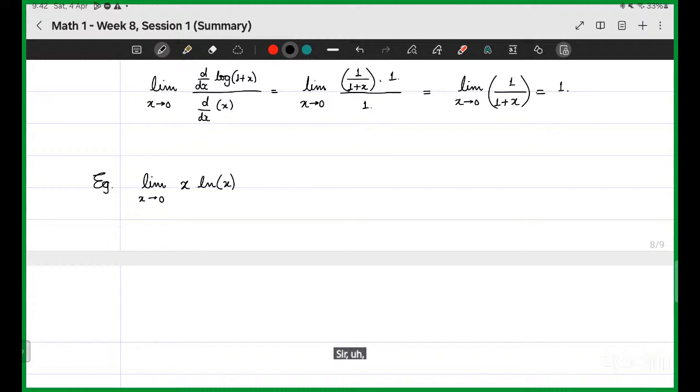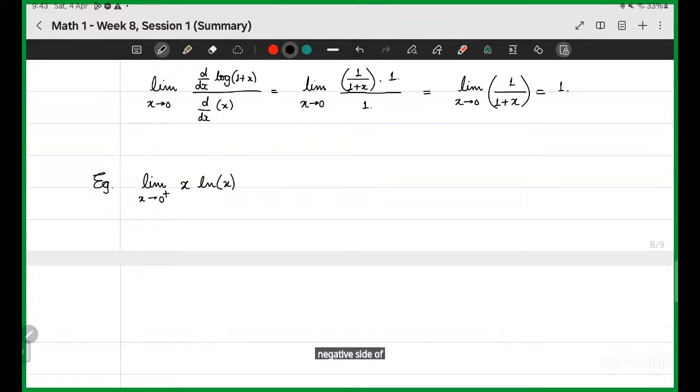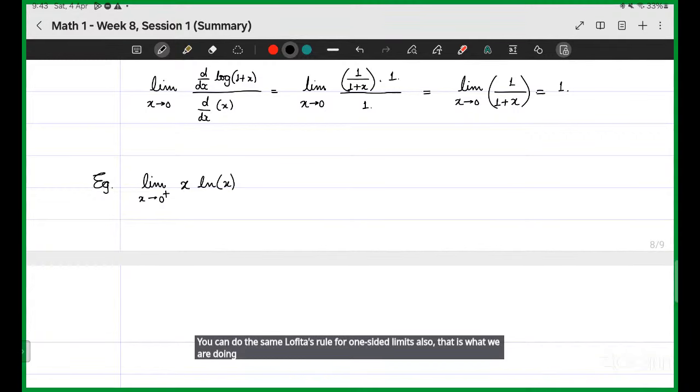Sir, the x function will go to 0 and ln x will go to infinity, I guess. Negative infinity, but okay, yeah. This limit does make sense because we don't have the negative side in the domain. So let's have it as 0 plus. You can do the same L'Hopital's rule for one-sided limits also. That is what we are doing over here.